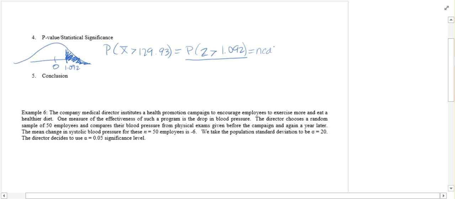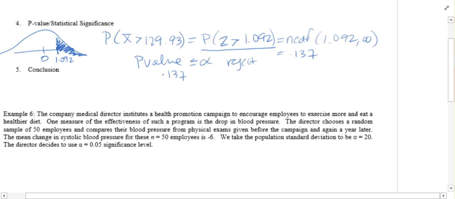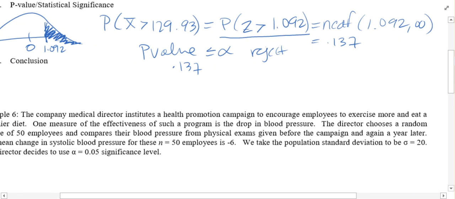Okay, so now I've got normal CDF. We're going from 1.092 to positive infinity. So go ahead and calculate that. You should get 0.137. Previously that's where we stopped and just said, okay, that's our probability. Well, now we have a conclusion. So we want to compare this p-value. If it's less than or equal to alpha, then we reject. So we're going to take 0.137 and our alpha level for this problem, when we look back, is 0.01. So is that less than or equal to 0.01? No, it's not. So we are going to what's called fail to reject.